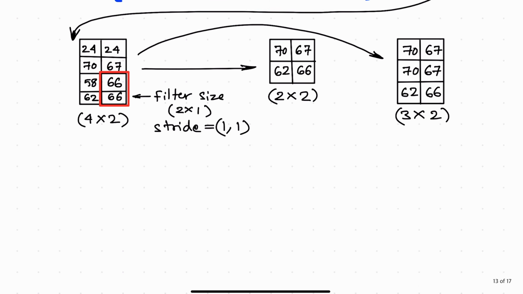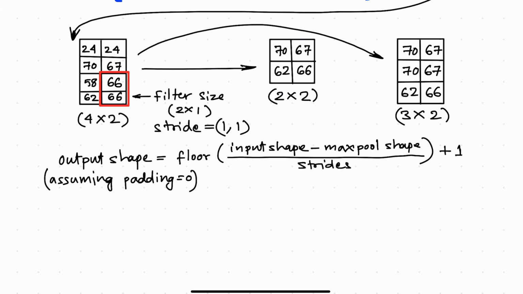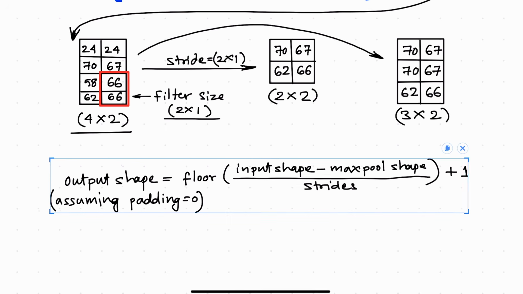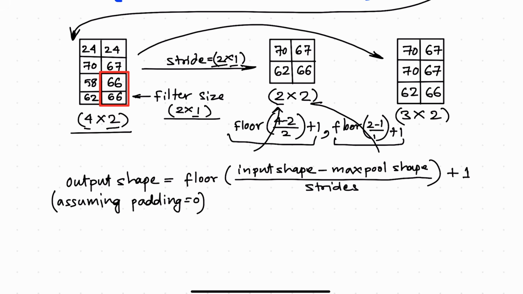So you can generalize the output shape of max pooling layer with the formula: output shape is equal to floor of (input shape minus max pooling shape) divided by the strides, plus 1, assuming the padding is equal to 0, which is default. So if the input size was 4 by 2 and the max pooling filter size was 2 by 1 and the strides were 2 by 1 as well, then the output will be floor of (4 minus 2) divided by 2 plus 1, comma, floor of (2 minus 1) divided by 1 plus 1. That equates to 2 by 2.